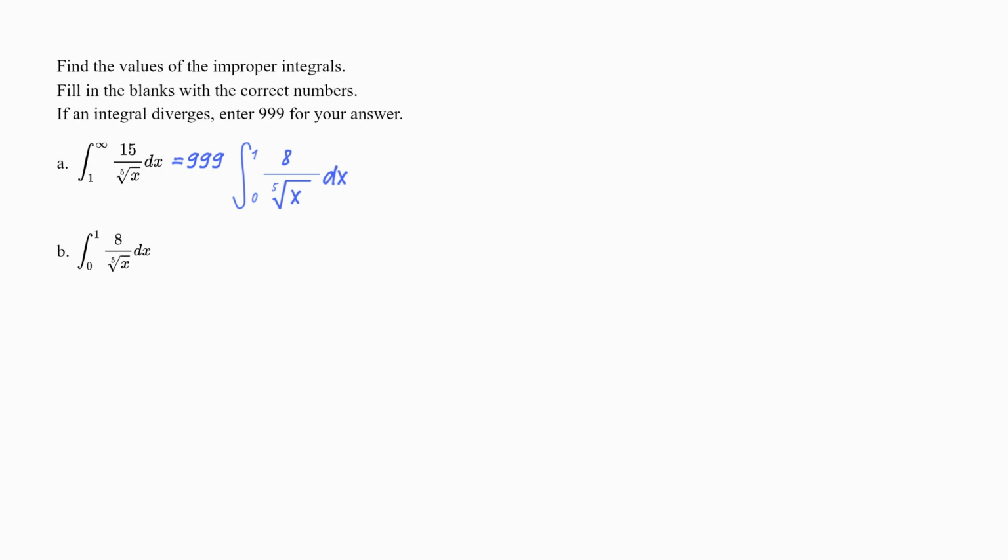Now for part B. Notice the limits are 0 to 1. The issue here isn't infinity. It is that we can't divide by 0. This is an improper integral, because the function is undefined at x equals 0.